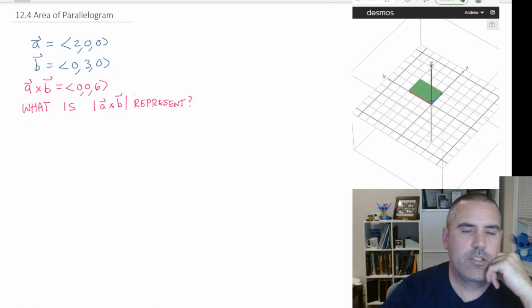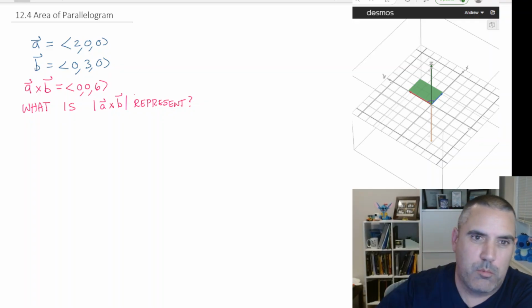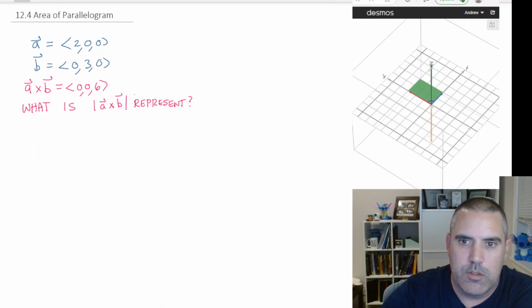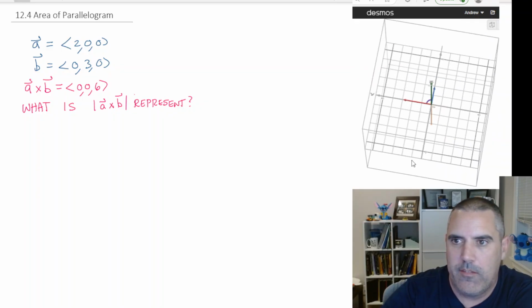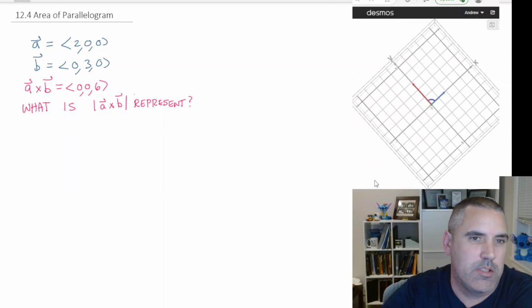Hello there, math fans. Going to continue my quick discussion on cross products. I've already talked about the most important part of a cross product. If you didn't watch my previous video, watch that. It was this idea that the cross product gives you a vector that's perpendicular to the previous two.